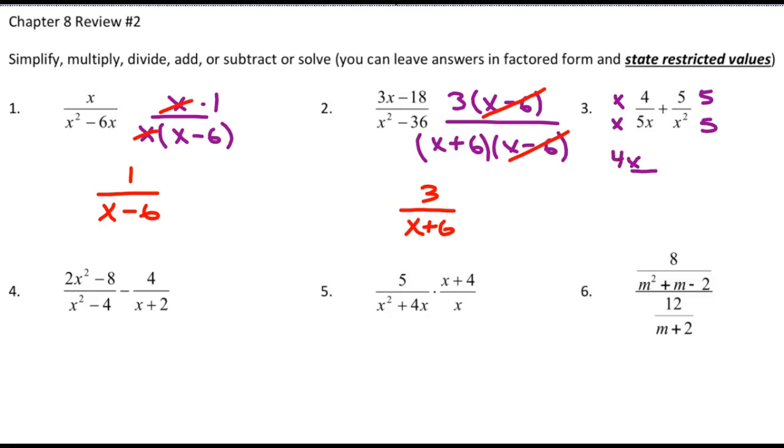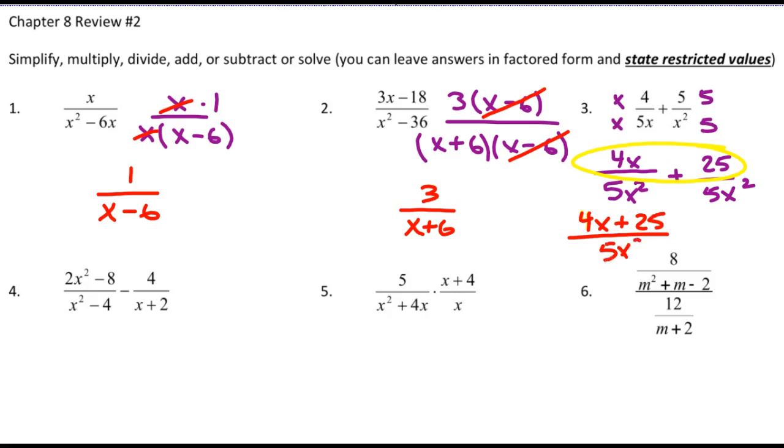So now we're going to have 4x over 5x squared plus 25 over 5x squared. And now we are able to add the numerators. So remember, when you add fractions, you add the numerator stuff and you keep the denominator stuff the same. So this one will be 4x plus 25 over 5x squared. And I can't factor anything out of 4x plus 25, so I'm just stuck with that. Okay.